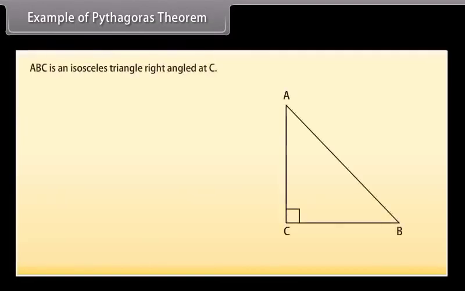Example of Pythagoras theorem. ABC is an isosceles triangle right-angled at C. Prove that AB square is equal to 2AC square.